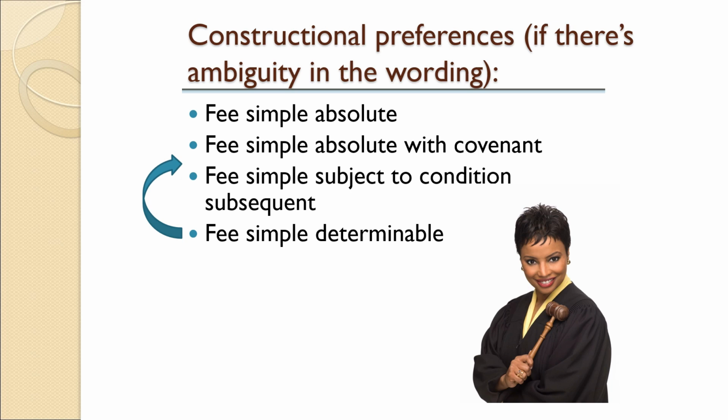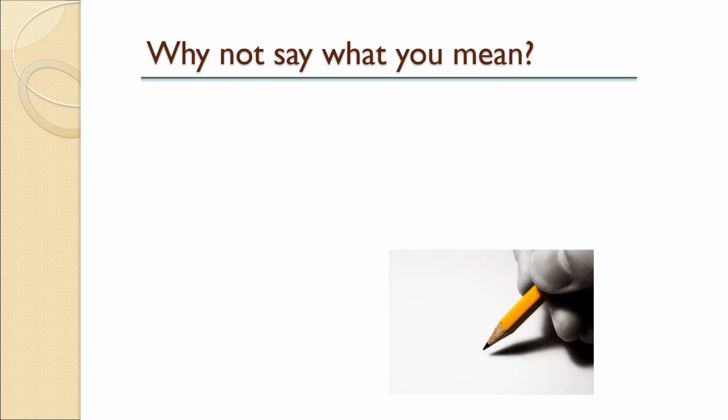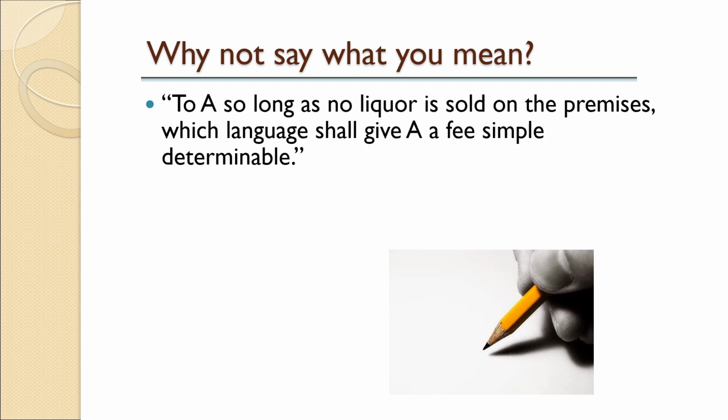By the way, remember that these preferences apply only in cases of ambiguity. If the wording is clear, the preferences don't have any relevance and we simply follow the wording. Finally, consider whether we ought not to simply say what we mean. For example, if we're going to give a fee simple determinable, we use the language to A so long as no liquor is sold on the premises. Why not then follow that up by simply stating in the document itself, this gives a fee simple determinable. That ought to be perfectly permissible. There's nothing wrong with spelling it out that way, and it ought to eliminate any possible ambiguity.